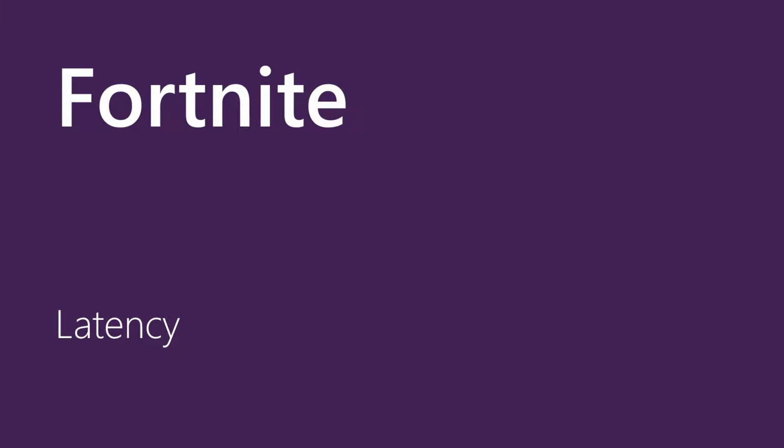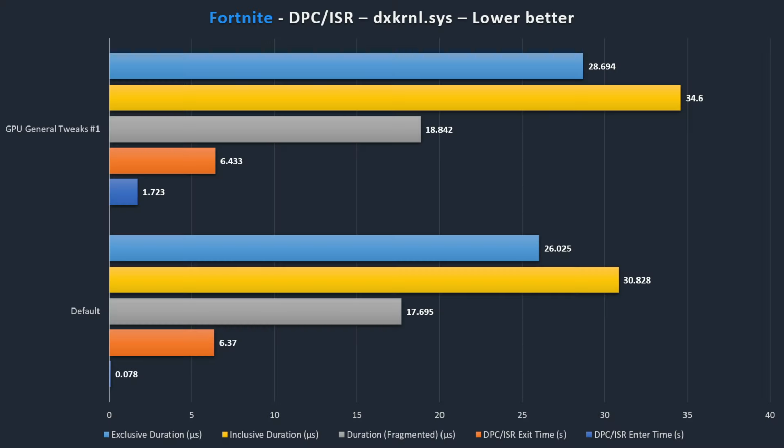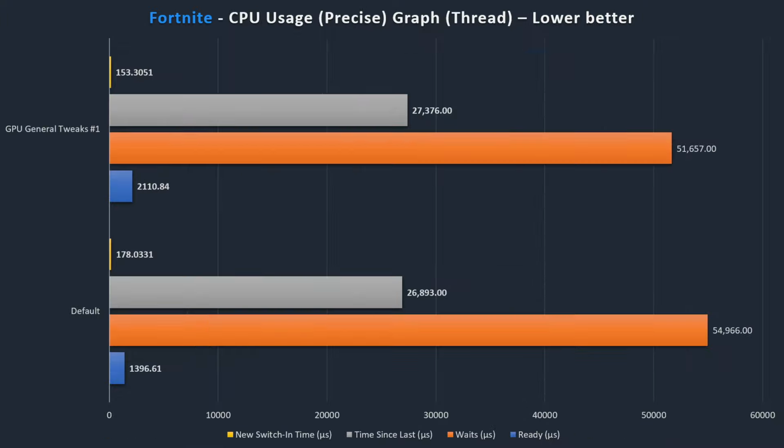Now let's move on to the results of those tweaks, starting with the Fortnite latency. For the deferred procedure calls and interrupt service routines I took the DirectX kernel driver, and as you see, things are better by default and worse with the GPU general tweaks. So in terms of latency in Fortnite with DirectX kernel, things are better by default, not with this tweak. In Fortnite, the CPU usage and the thread execution times are better again by default. The ready, the waits, the time since last, and all those metrics are better by default.